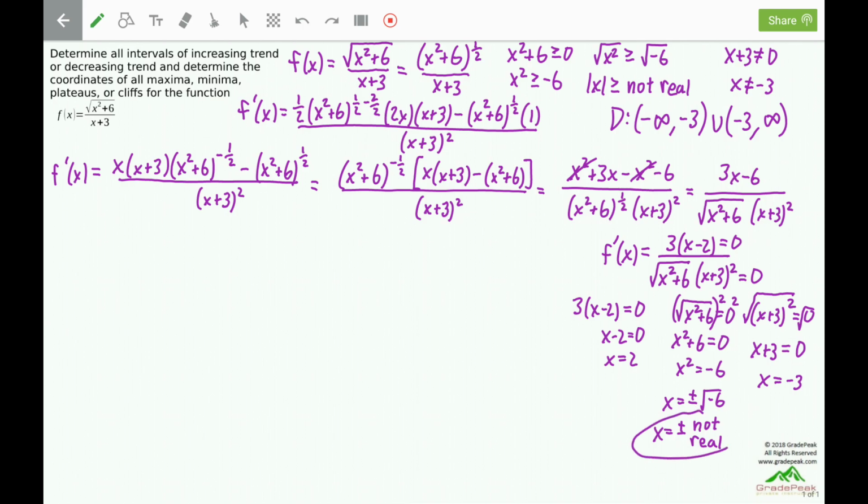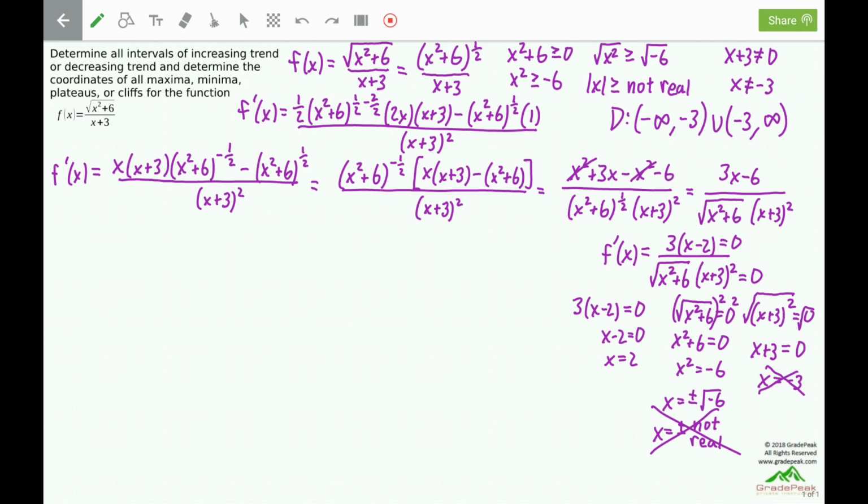The next one, x is not real numbers. Well, our domain is real numbers only, so we do not keep that result. And then the third one, negative 3, is not in the domain, so we do not keep that one. So x equals 2 is the only critical number here.